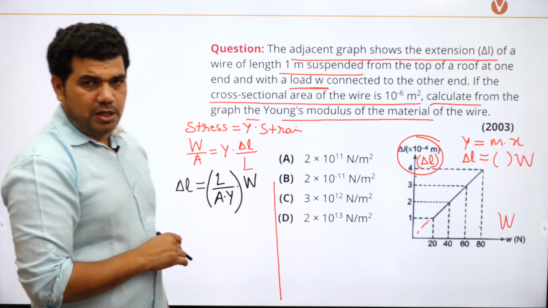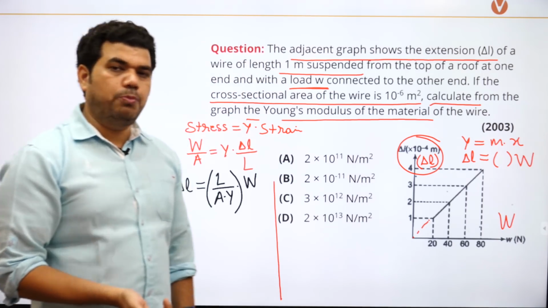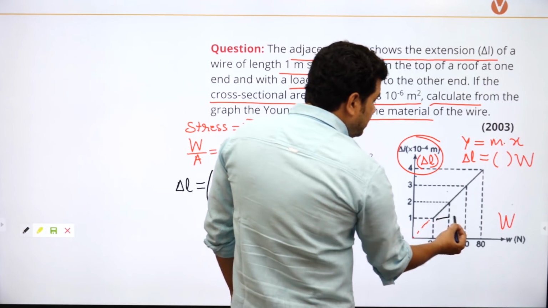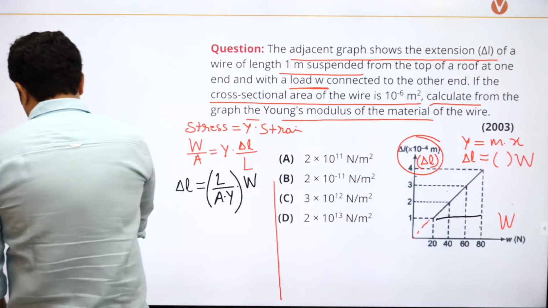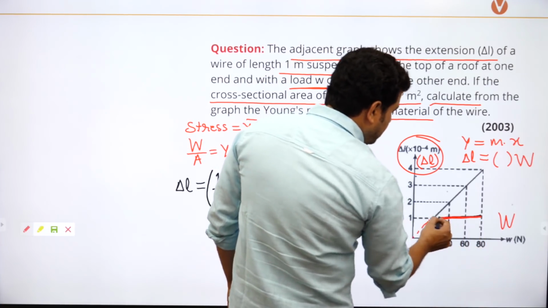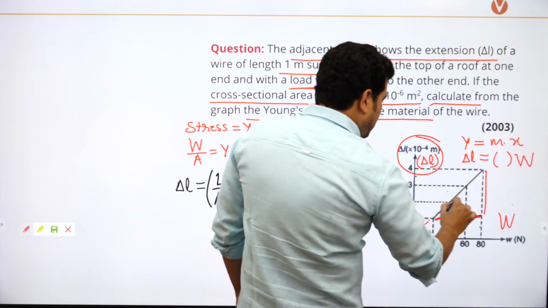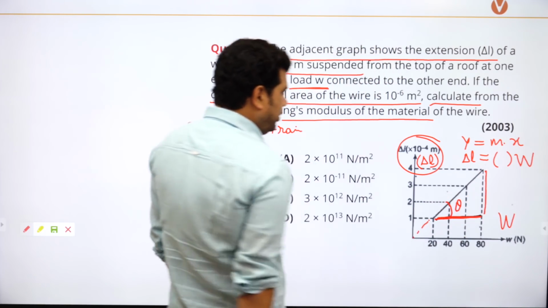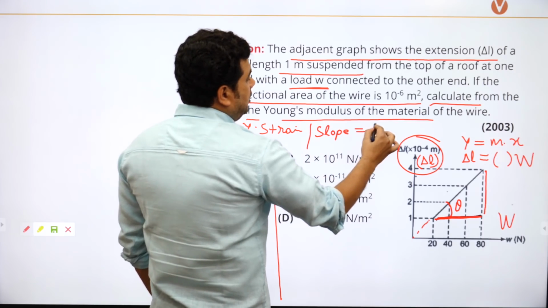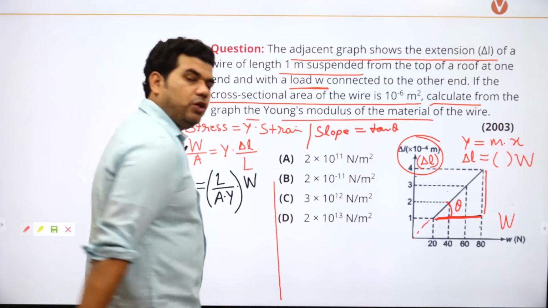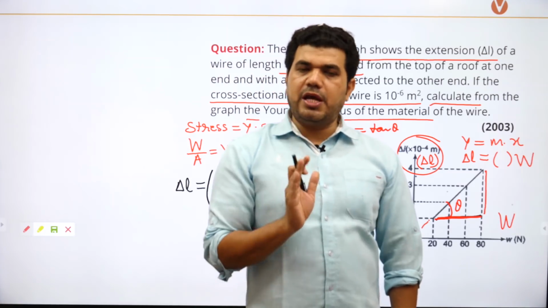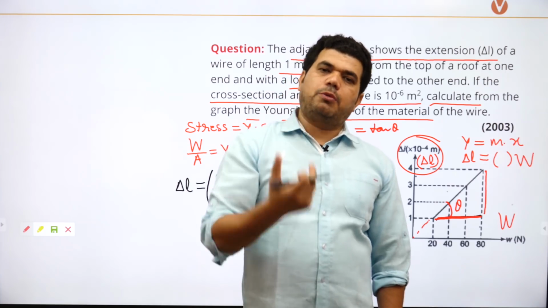And what is that constant? That constant is actually the slope of the line. So what is the slope here, dear? Once again, we can see the slope, and here this angle is supposed to be theta. So what can we write? The slope is equal to tan theta. And what is tan theta? Tan theta is perpendicular upon base.